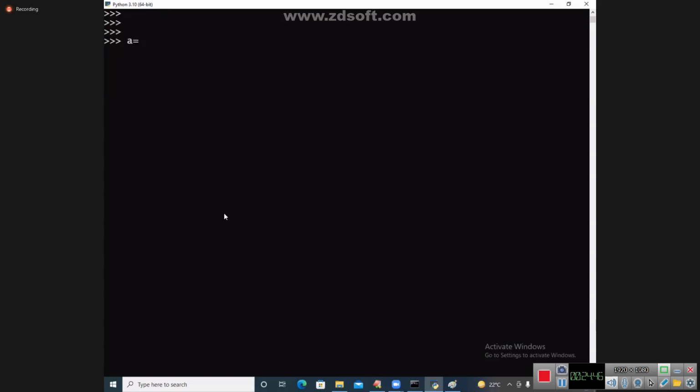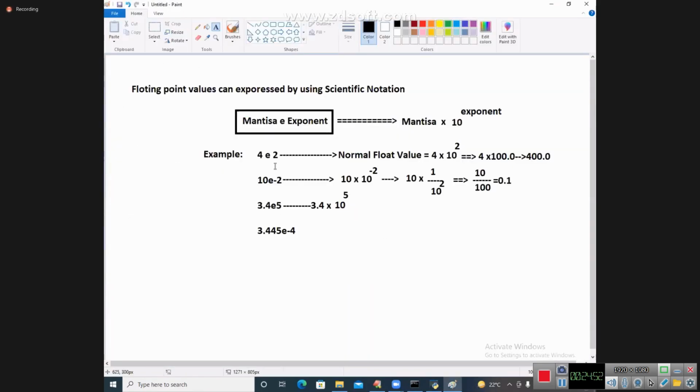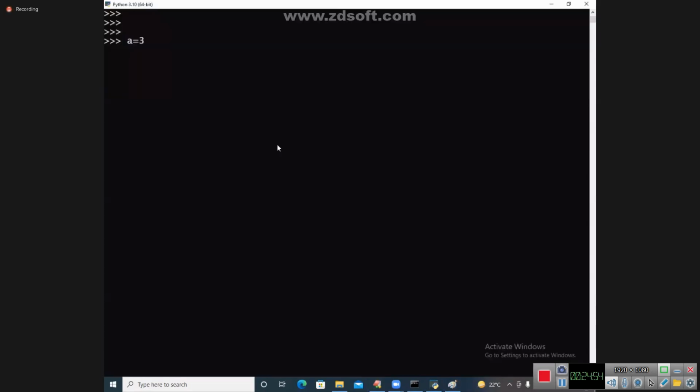A is equal to... my dear students, I'm writing the first example as we discussed here. Something like 4E2. You take it as 4E2. Type of A: see that it is going to be a float, 400.0. Then A is equal to 10E2. Print of A. It is 1000.0.